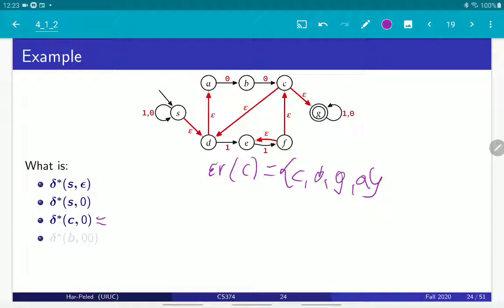Okay, so on 0, we can do a lot of things, right? C itself on 0 doesn't do anything. D, on the other hand, when it gets 0, also cannot do anything. G, if we get 0, can stay where it is, so G is one of the options. And if you're in A, you get 0, you can get to B. Which is a bit counterintuitive, but it is what it is.